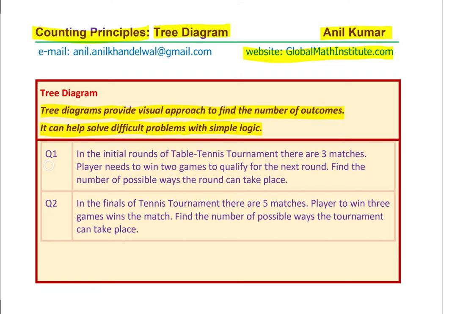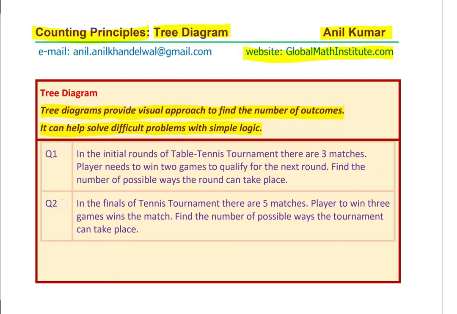Question number 1. In the initial rounds of a table tennis tournament, there are 3 matches. A player needs to win 2 games to qualify for the next round. Find the number of possible ways the round can take place.